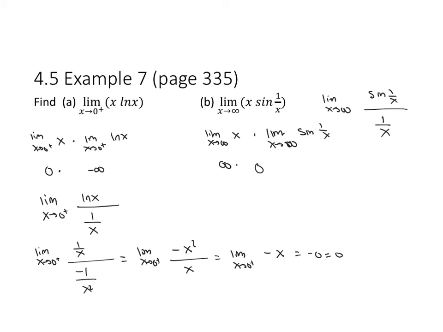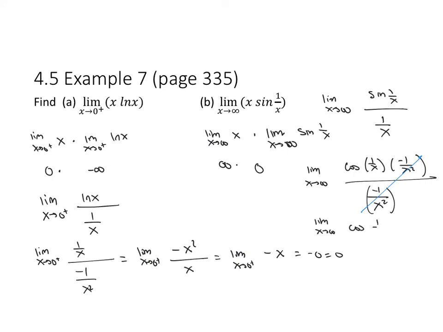So let's take the derivative of the numerator and then the derivative of the denominator. So we'll get the limit as x goes to infinity. The derivative of sine is cosine 1 over x, times the derivative of 1 over x, which is negative 1 over x squared, divided by negative 1 over x squared. So since I have the same thing in my numerator and my denominator, those two pieces are going to cancel each other out. And my whole form just becomes the limit as x goes to infinity of cosine of 1 over x. If you're unsure about this, you're welcome to graph it, and you'll see that this equals just 1.